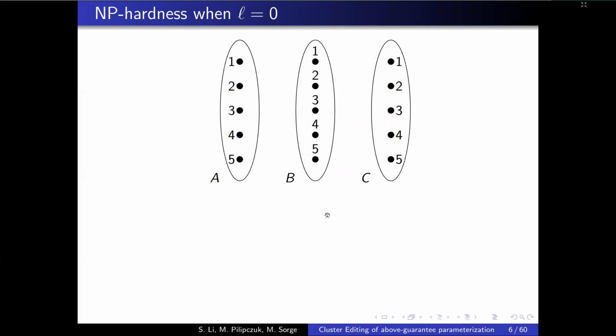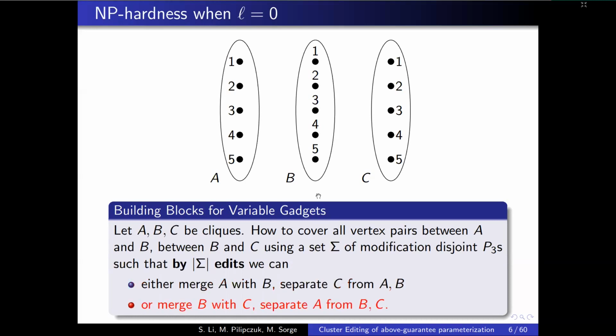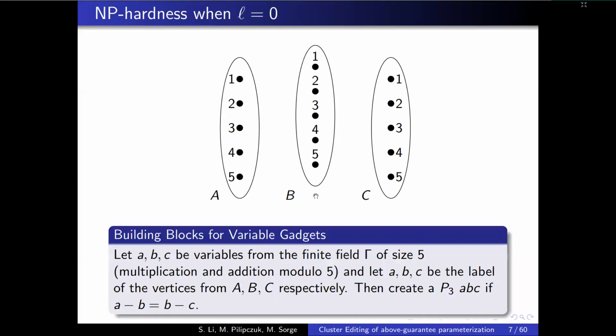Then let us go one step further. Suppose that we are given three cliques, each of size 5. The question is how to cover all vertex pairs between A and B, between B and C, using a set sigma of modification-disjoint P₃s, such that by the size of sigma edits, we can either merge A with B and separate C from AB, or merge B with C and separate A from BC. So our solution is to let a, b, c be variables from the finite field of size 5. Let a, b, c be the labels of vertices from A, B, C respectively. Then we create a P₃ a-b-c if a minus b equals b minus c. This is part of the solution.